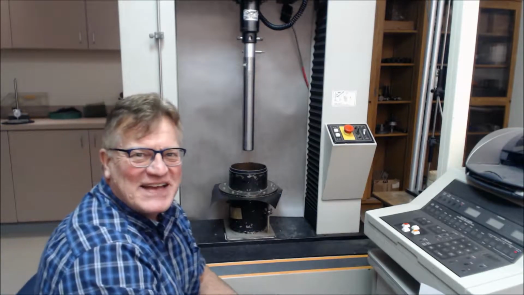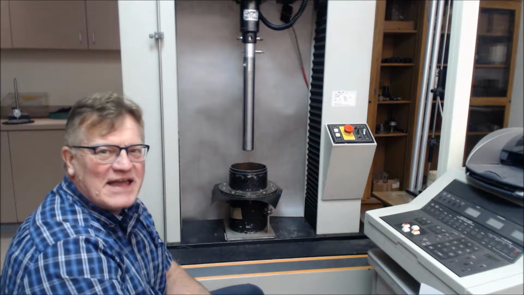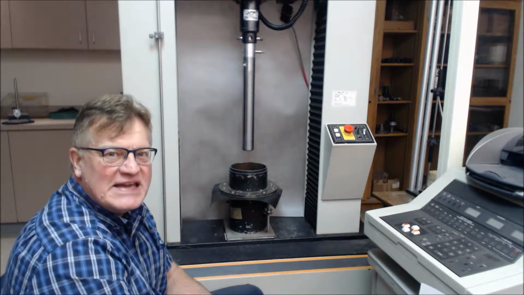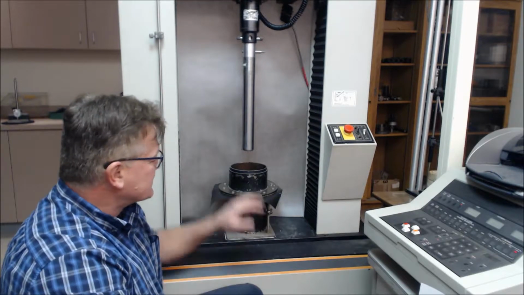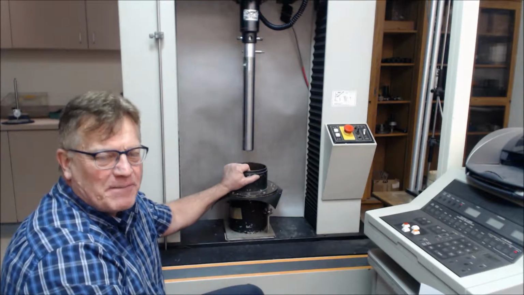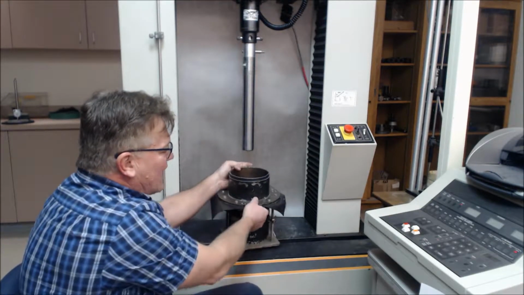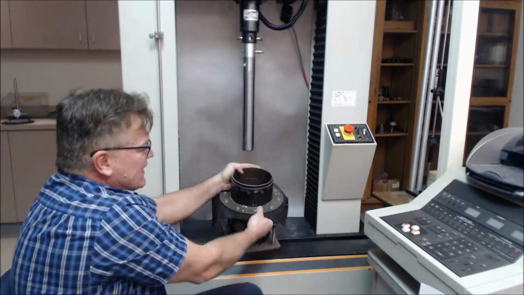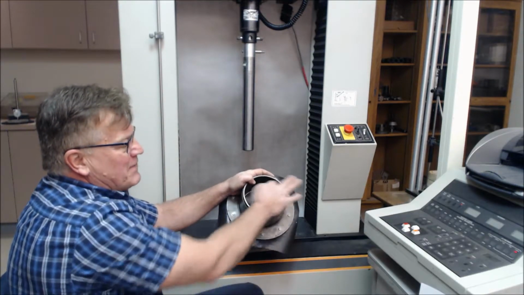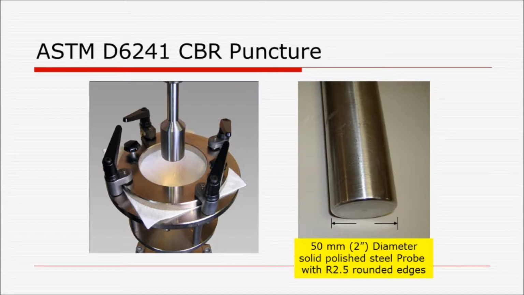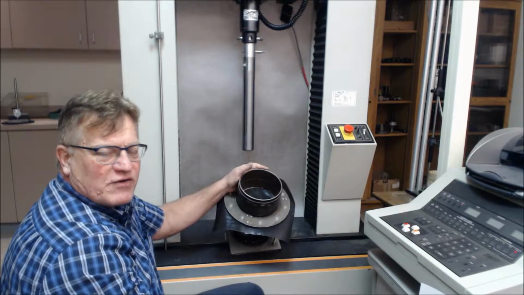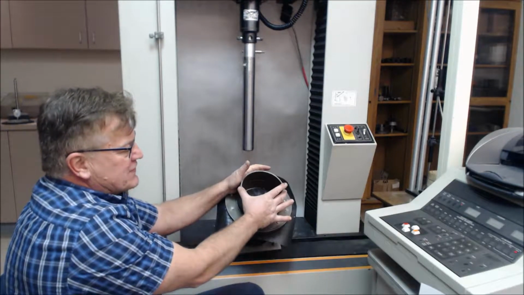Hi, we're back in the mechanical test lab at GSI, and we'd like to demonstrate ASTM D6241, which is CBR puncture. You'll see a lot of different CBR puncture modes. What they all have in common are these flanges. In addition to that, the diameter is 6 inches or 150 millimeters across. So this diameter is key.